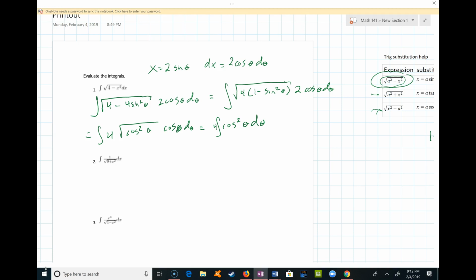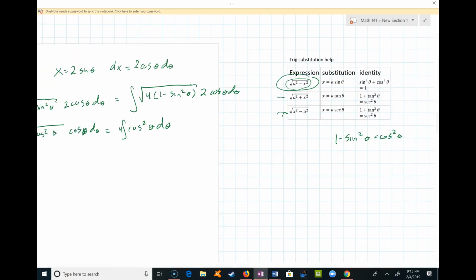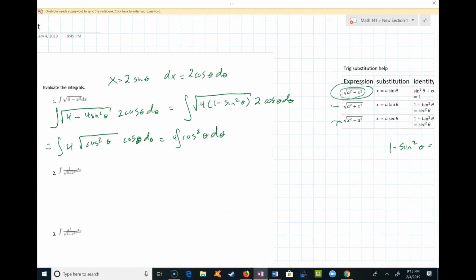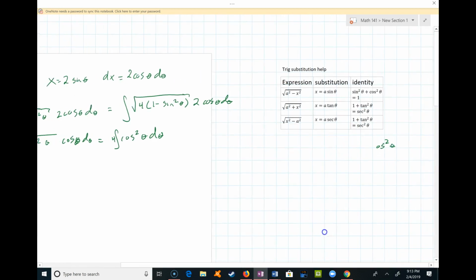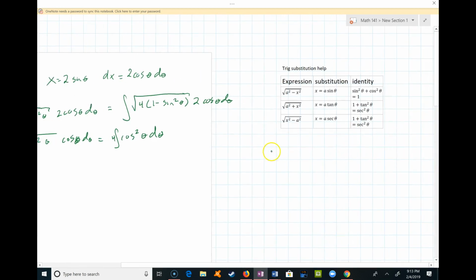We're probably not quite ready to integrate this because there's a cosine squared there. If it's just cosine, it'd be easy to integrate to sine. This cosine squared is a problem, so we have to dig back into our good old trig days and remember that cosine 2 theta is equal to 2 cosine squared minus 1. That was the double angle formula from trig. You can look it up if you forgot it.